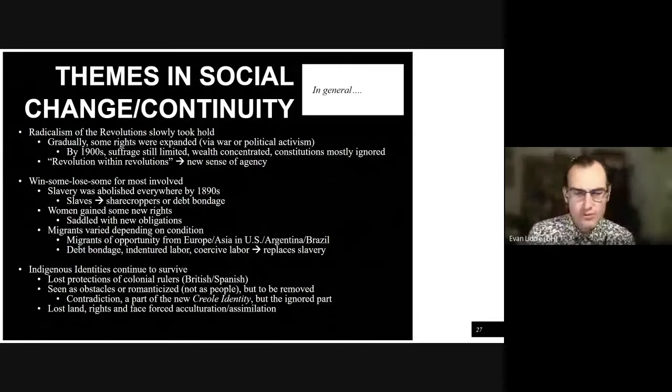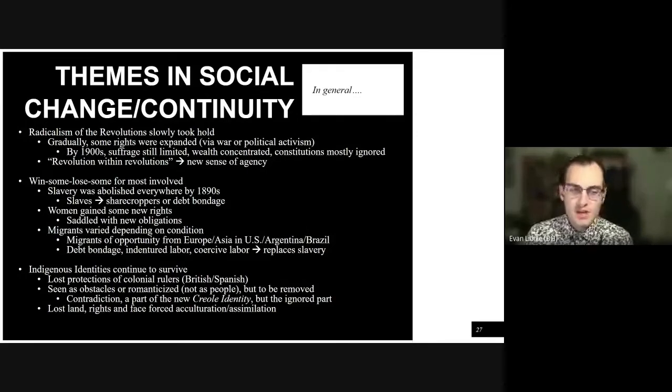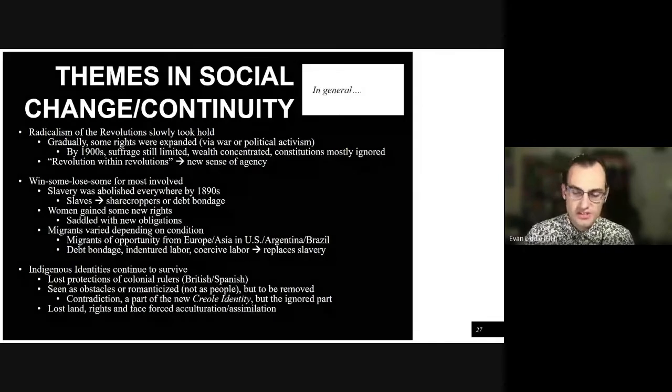Even though the revolution may not necessarily result in everything you want, it does lay the groundwork for future change that can be done. And for everybody involved, the age of revolution was sort of a win some, lose some. Slavery was abolished, but in many places, slaves had to continue to work for their former masters. Women gained some new rights they didn't have under Spanish law, but they were also saddled with some new obligations. And migrants found their condition varied depending on where they were. Their opportunity was tempered with legal restrictions, as well as good old-fashioned racism.